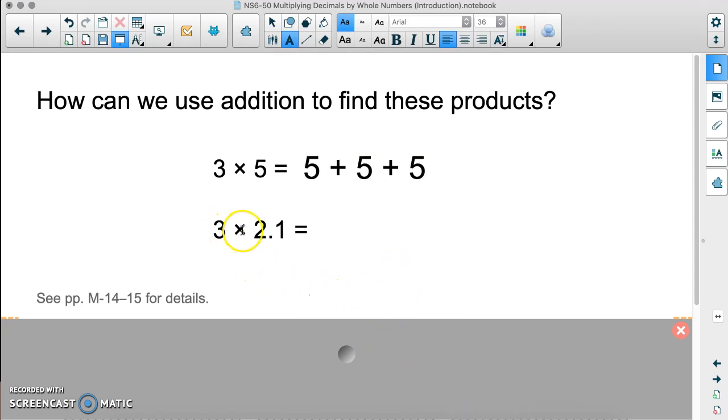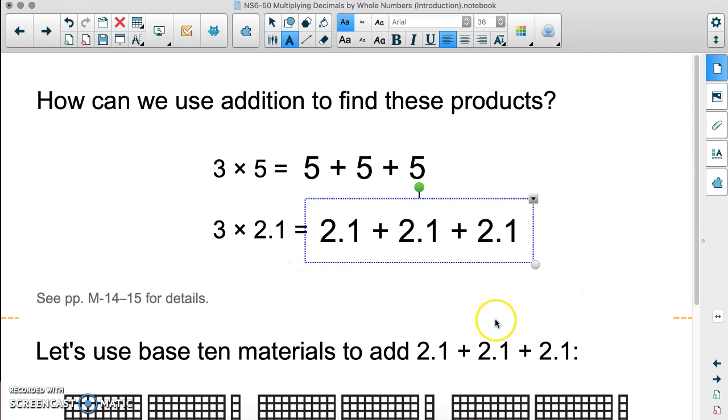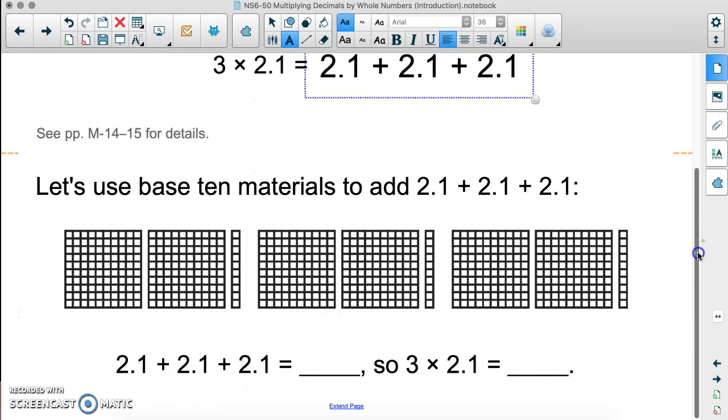If I have 3 times 2.1, how can I write that as addition? Well, it's the same as saying 2.1 plus 2.1 plus 2.1. We wrote the addition question here. So how can we represent this using base 10? We're going to use the base 10 models here to add up 2.1 plus 2.1.